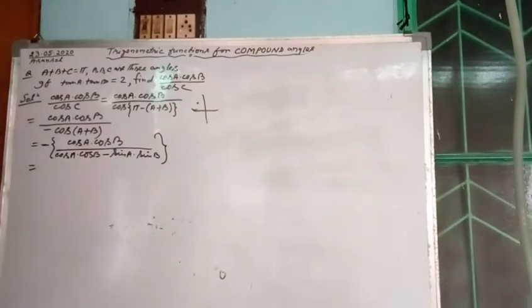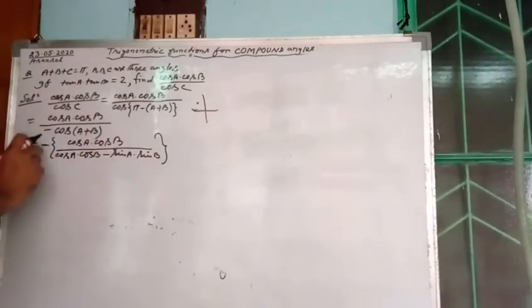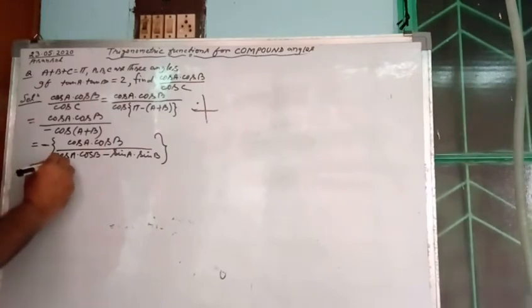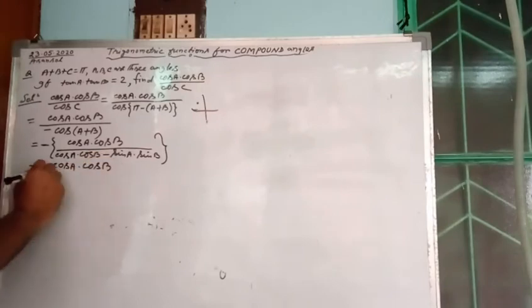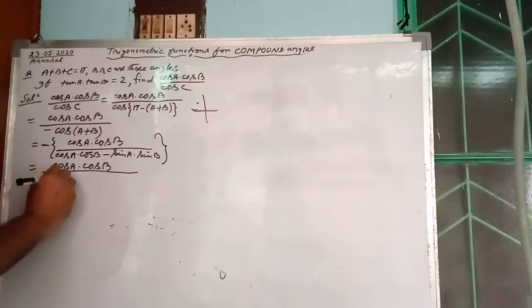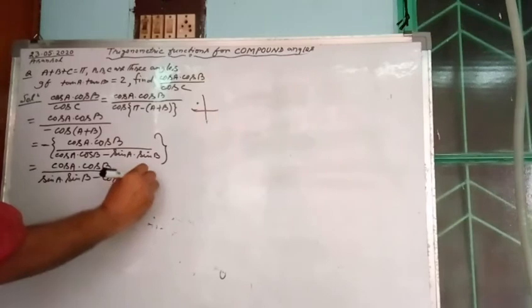Now take this sign inside the bracket. So this will be plus sin A sin B, minus into minus plus sin A sin B. So cos A cos B, by sin A sin B, and this will be minus, this minus comes here, minus cos A cos B. So what you got? Cos A cos B by sin A sin B minus cos A into cos B.